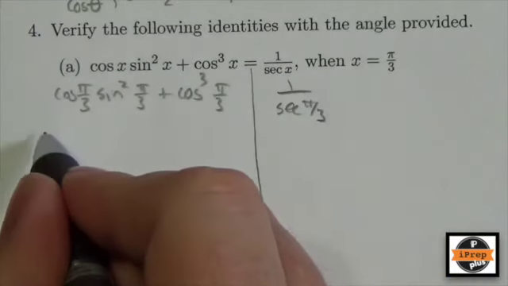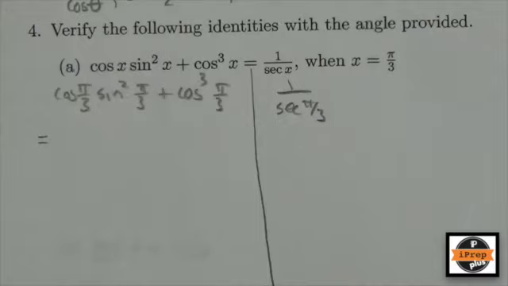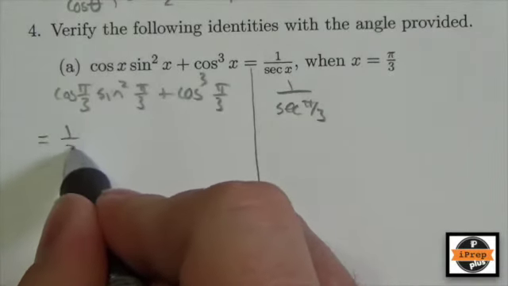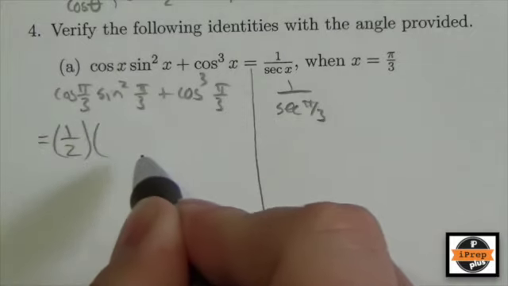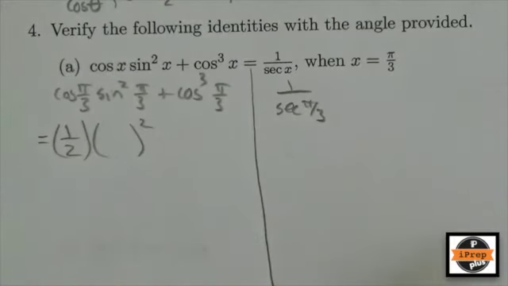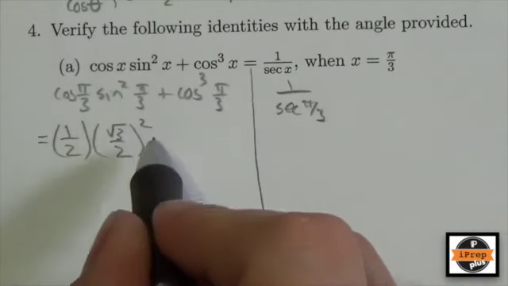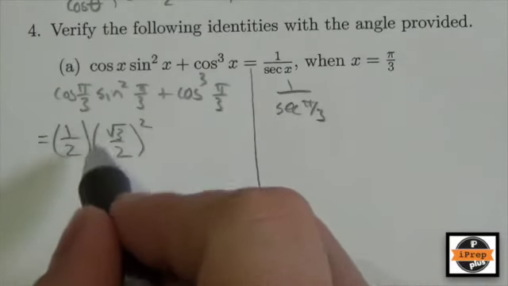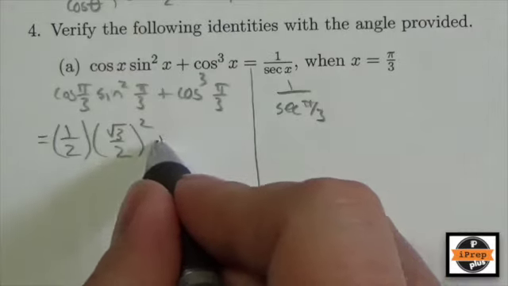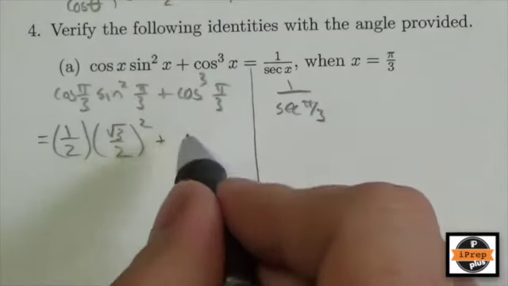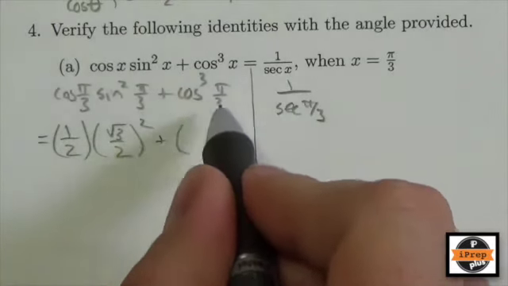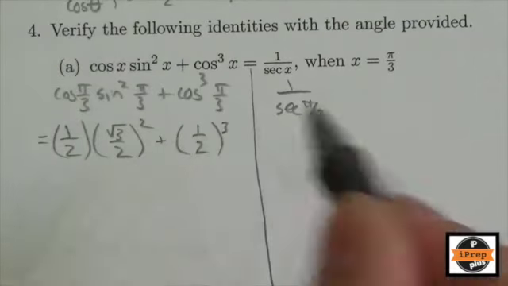Okay, now, this is going to be equal to, well, the cosine of pi over 3, think back to your unit circle here, that's going to be 1/2. Sine of pi over 3 is going to be root 3 over 2. I will square that afterward. I'll get to that in a second. And then we've already stated here that the cosine of pi over 3 is 1/2, and we're going to cube that.